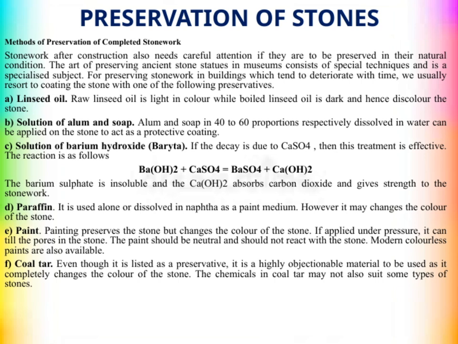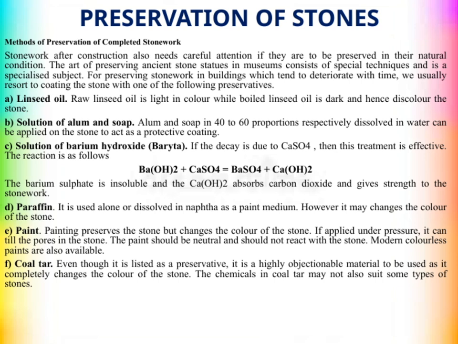However, it's important to note that paraffin can change the color of the stone, so we need to consider that when choosing this method. Painting is also used to preserve stone surfaces, but it does change the stone's natural color. If applied under pressure, paint can fill the pores of the stone, offering a protective layer. The key is to select a neutral, non-reactive paint. Modern colorless paints are now available to minimize visual impact.